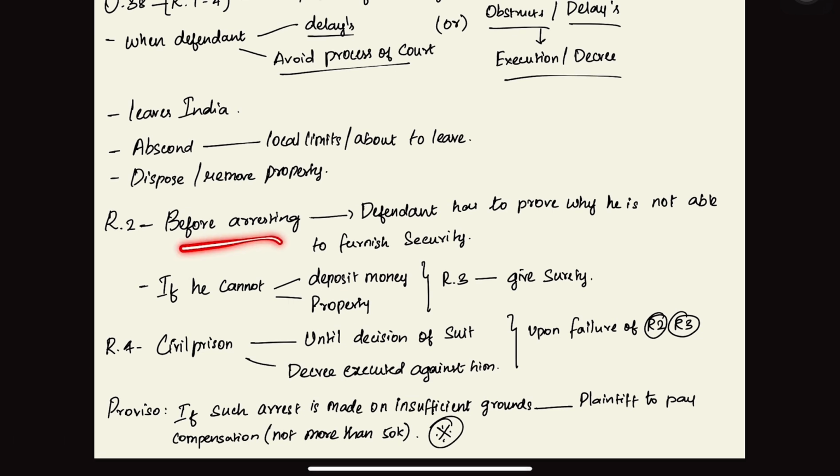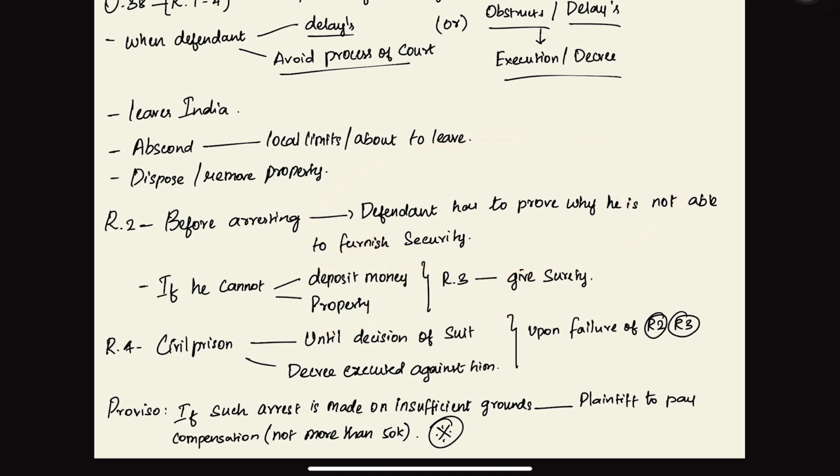So according to Rule 4, before arresting a defendant, arrest can only be done when the security is not provided. There is an option for the defendant to give security and get himself released. So when security is not furnished by the defendant, he will be arrested. The defendant in that case has to prove why he is not able to furnish security. Only then can arrest be done. So if he cannot deposit money or property, he can also give surety.